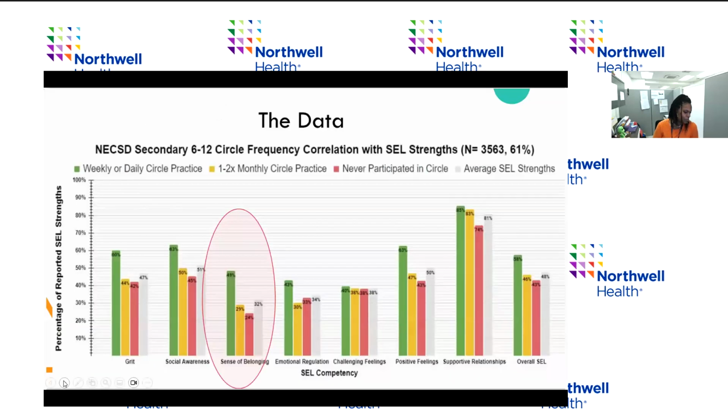On the next slide, Vera, we'll get to the data that helped us. This is through Panorama. And this shows us how important using circle practice to build community can really change the students' sense of belonging. If you look at this data, each color represents how often the school used circles. For the green bar, where I circled the sense of belonging, you'll notice that 49% of the students had an increased sense of belonging because they were doing circles either on a weekly or daily basis. So research is telling us that if we can include restorative practice on a weekly or daily basis, we will see huge improvements in students' sense of belonging.